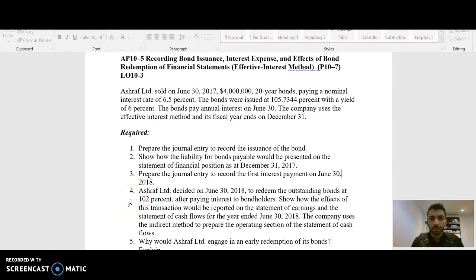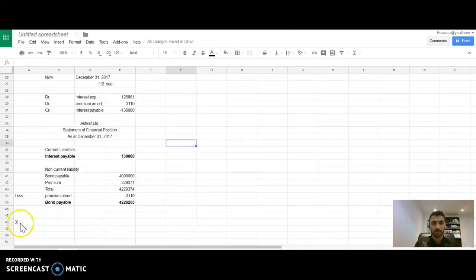All right, everyone, we're into part 3 now, which is the third part of this question. And what we're going to do here is prepare journal entries to record the first interest payment on June 30th, 2018. So this is now 1 year from the date the bond has been issued, and you'll remember that the bond pays interest annually. Okay, so we'll go back to our spreadsheet. This is part 3 now, and we're going to write journal entries for first interest payment.